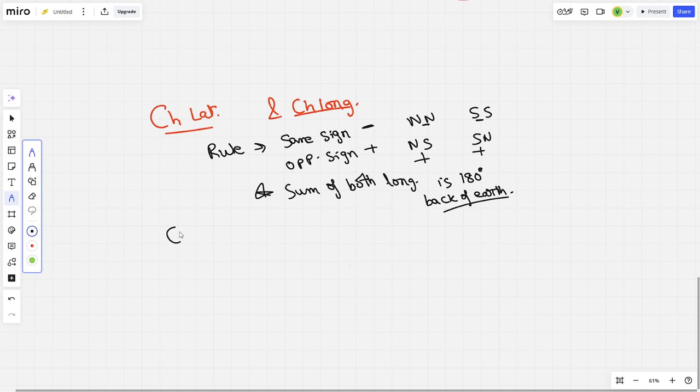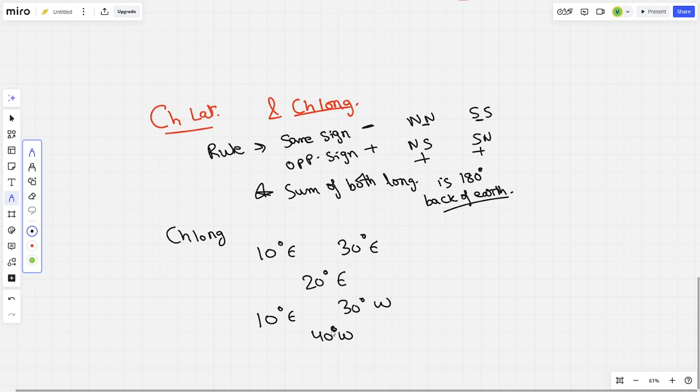So if I am to find out the delta long between 10 degrees east and 30 degrees east, the movement is 20 degrees to the east. Since they are the same sign, I have subtracted these two values. If I am to find the difference between 10 degrees east and 30 degrees west now, I'd add these two values and this will be 40 degrees, and since I'm moving from the east to the west, my direction of motion will be west.